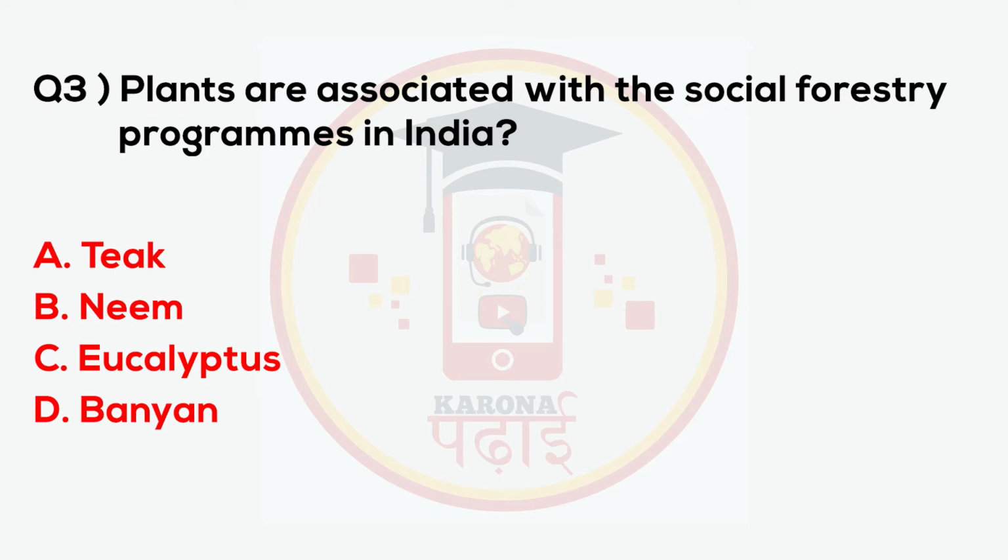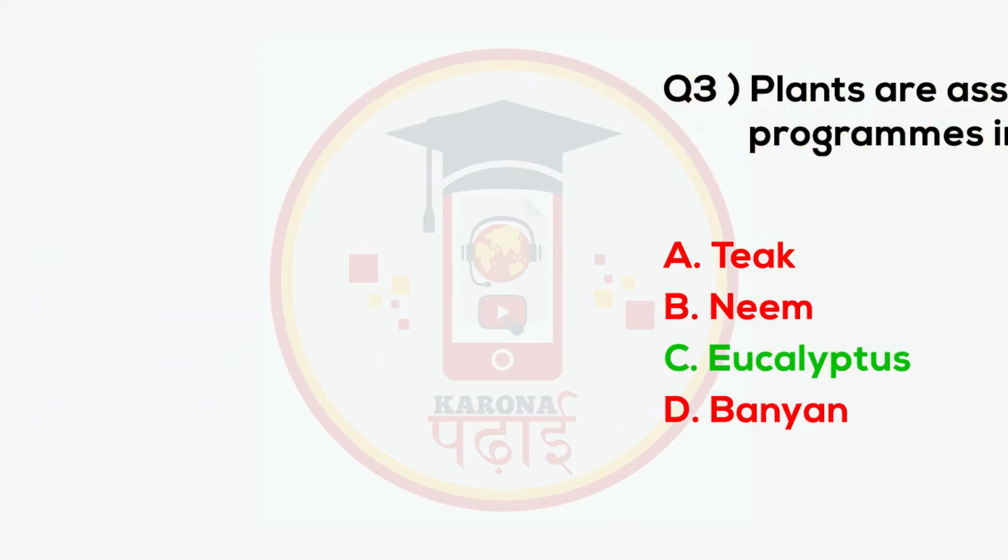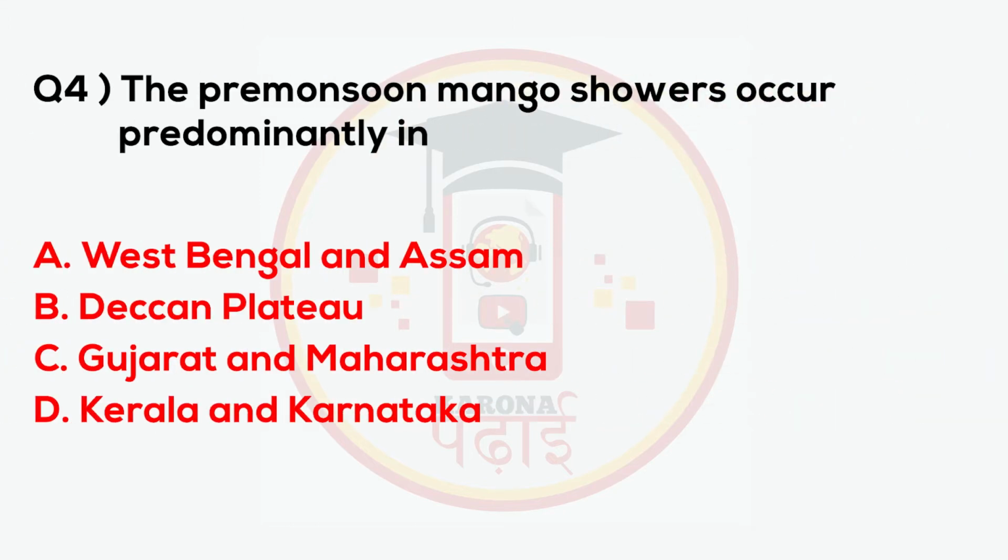Plants are associated with the social forestry programs in India. Eucalyptus. The pre-monsoon mango showers occur predominantly in West Bengal and Assam.